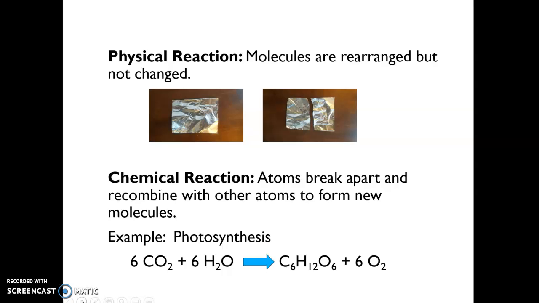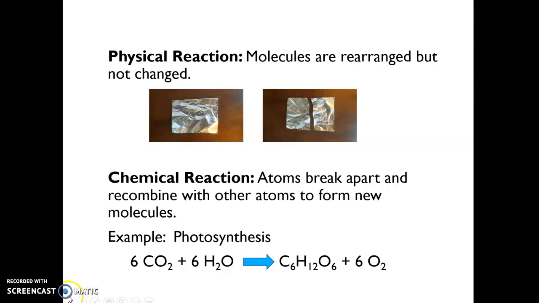So at the top here is the physical reaction, and molecules here are rearranged, but they're not changed. The classic example is aluminum foil. If you rip the aluminum foil in half, you haven't lost any atoms of aluminum. You haven't gained any atoms of aluminum. You simply split them apart. You physically separated them. And a chemical reaction is quite a bit different than that.